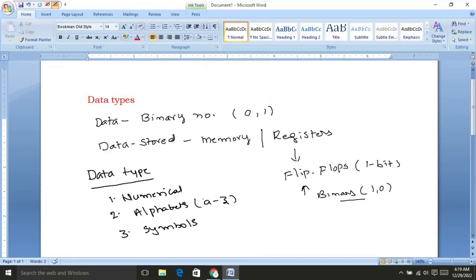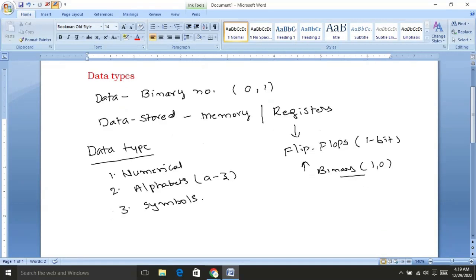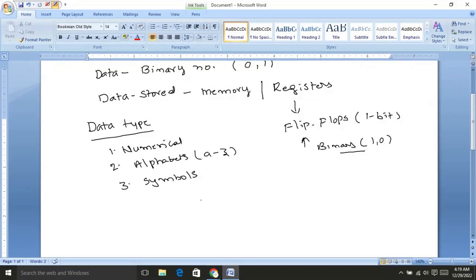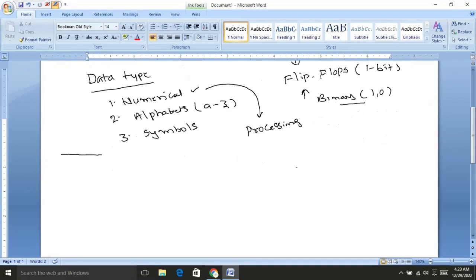Before we discuss the data types in detail, first of all I would like to present the numerical data. The numerical data means the numbers or digits which are used for processing. That means here the symbols are used in the processing. To represent the numerical data, there are several methods. The numerical data is represented in several systems or in several ways.